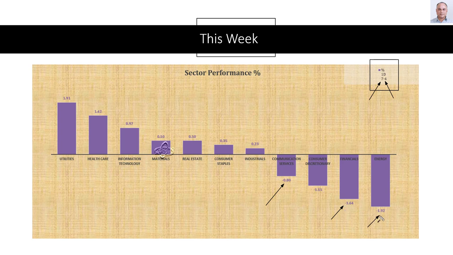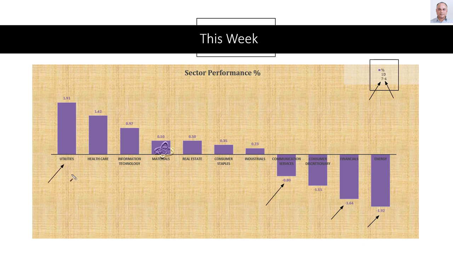Energy also dropped on Friday. However, we saw from the USO at a glance charts that it is holding steady. Oil is moving in a very narrow range. This may not be the time to take any trade in energy stocks, neither in the long direction nor in the short direction.